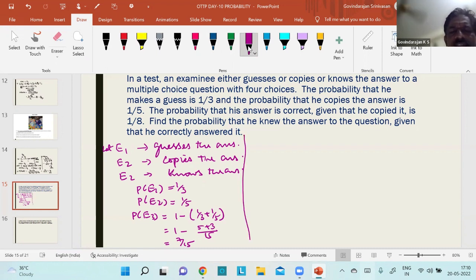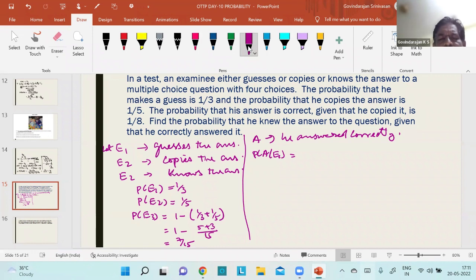And what is A? Let A be the event that the answer is correct, that he or she answered correctly. So what is the probability of A given E1? It is that he answered correctly, given that he guessed the answer. The guessed answer means the chance among 4 multiple choice options. Therefore, it is 1 over 4. It's not given, but you have to understand that it is 1 over 4 because it has 4 choices.